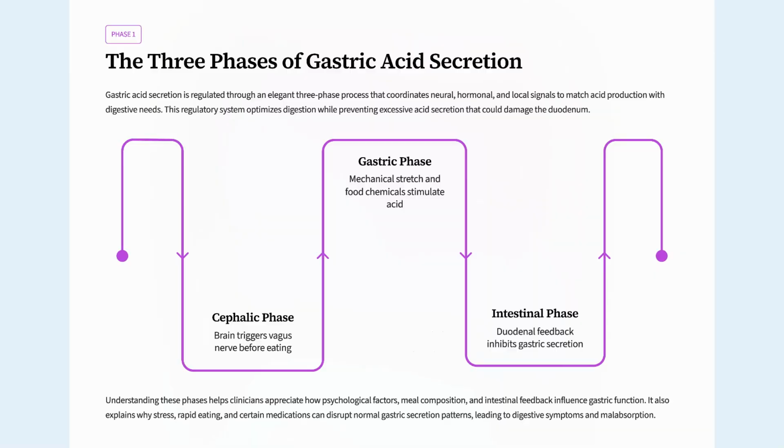Gastric acid secretion occurs in 3 distinct phases, each triggered by different stimuli. The cephalic phase begins before food even enters the stomach, triggered by sight, smell, and taste. The gastric phase occurs when food physically enters the stomach. The intestinal phase provides feedback regulation as partially digested food enters the small intestine. Understanding these phases helps explain how our bodies anticipate and respond to meals.